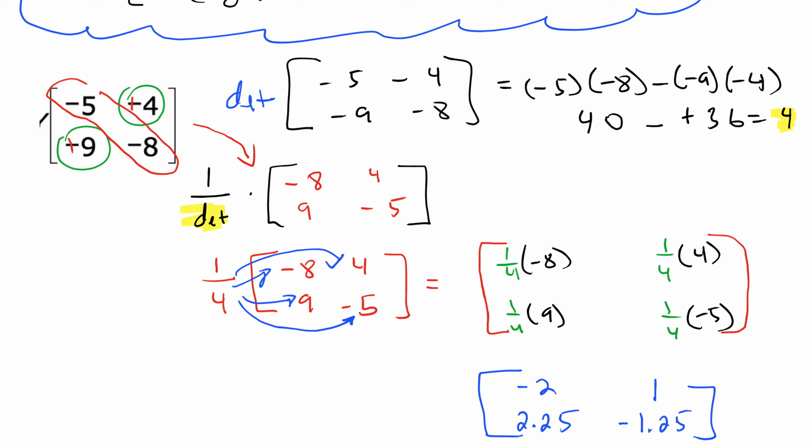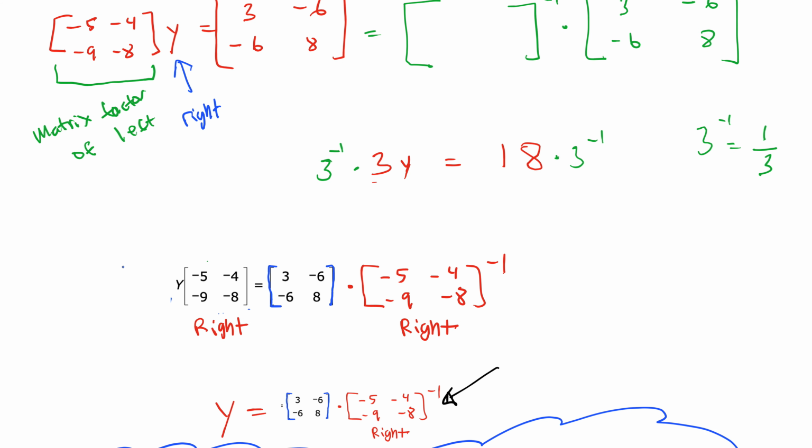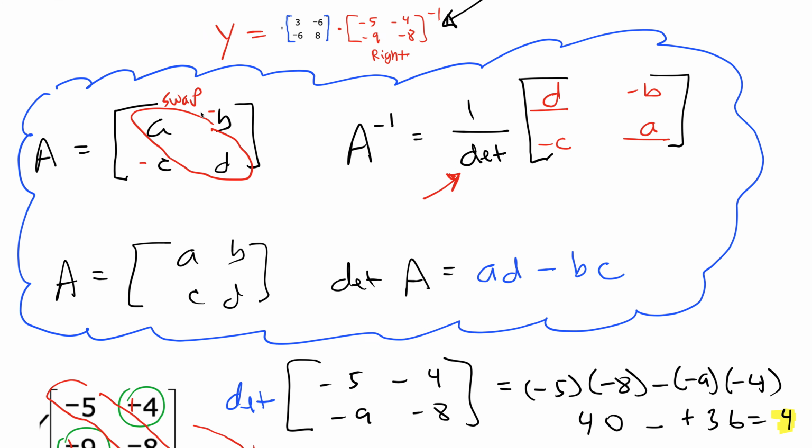Now, what we have found is we found the inverse matrix. If this was matrix A, if I called this matrix A, then what we found was the inverse of matrix A. Okay, so we found, let me copy this down. Let me bring this all the way down.